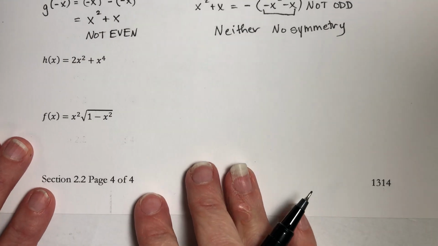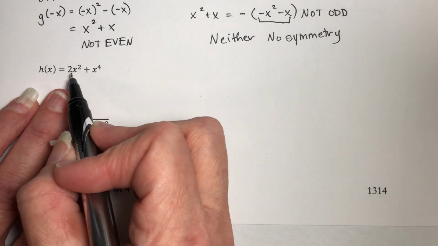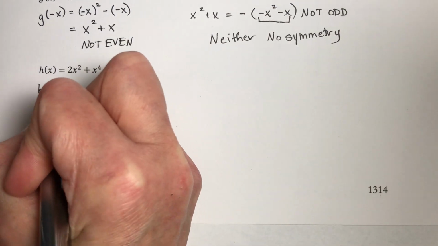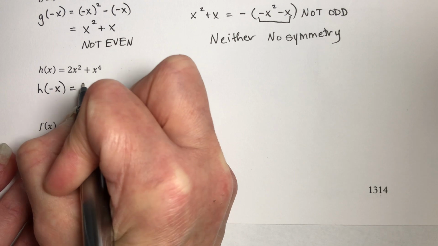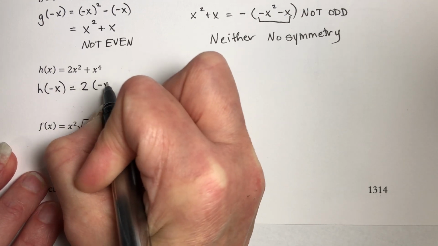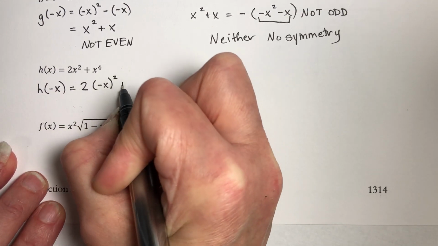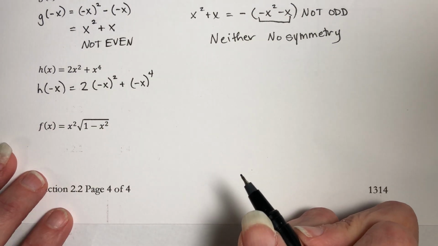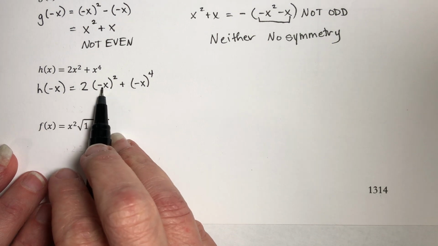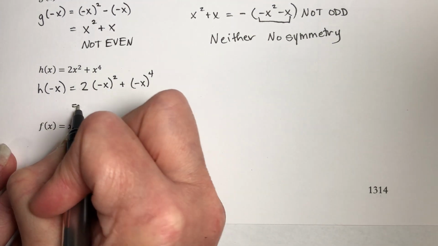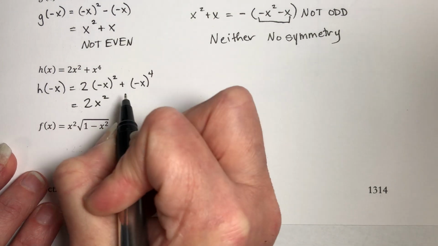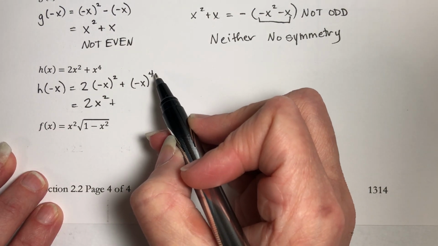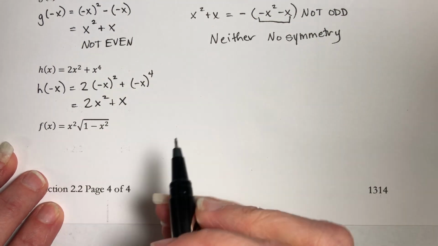Okay, let's try this one. h of x is 2x squared plus x to the fourth. We find h of negative x. So I have 2 times negative x squared plus negative x to the fourth. When I square a negative number, the negative goes away. So this is simply 2x squared plus, remember, this is negative x to the fourth power, which is plus x to the fourth.